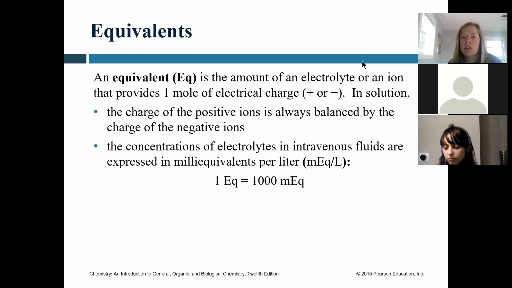The concentration of electrolytes in an intravenous fluid are usually expressed in milliequivalents. So if you look at an IV bag, a lot of times they're given as milliequivalents per liter. A milliequivalent, you can think of the equivalent as the base unit. The milli is just a prefix. So 1,000 milliequivalents is equal to 1 equivalent, just like 1,000 milliliters is equal to 1 liter.